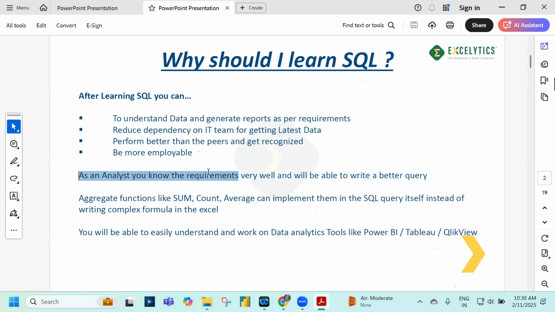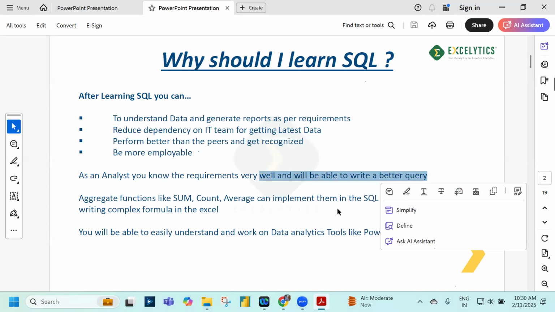And this is one very, very important point. As an analyst, you know the requirement well, so you can write a better query. Usually what happens is that you are, let's say, a functional analyst. You know the business and how it operates, and you know exactly what you need, but you are not from a SQL background. What do you need to do? You need to reach out to the IT team, requesting their help to write a query to extract the data.